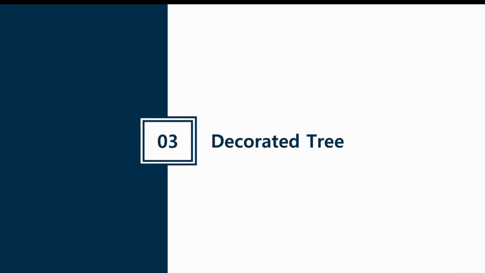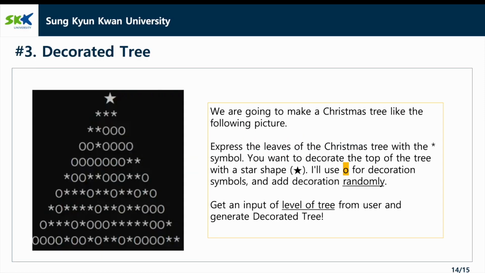Until now, the tree consisted of asterisks only, but we want a fancier tree. This time, we will make a decorated tree. So we are going to make a Christmas tree like the following picture. Express the leaves of the Christmas tree with the asterisk symbol. You want to decorate the top of the tree with a star shape. I will use O for decoration symbols and add decorations randomly. Get an input of the level of the tree from the user and generate the decorated tree.